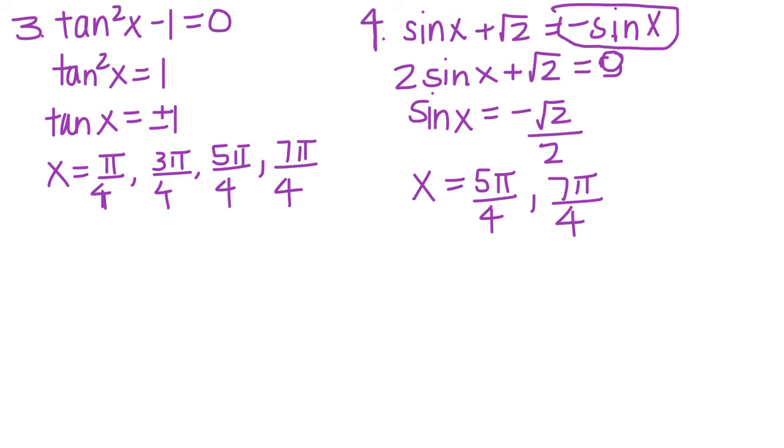Okay, let's try a couple more. What number would this be? 5. All right. So for number 5, let's get more into the factoring part. So we're going to have cotangent x cosine squared x equals cotangent x.